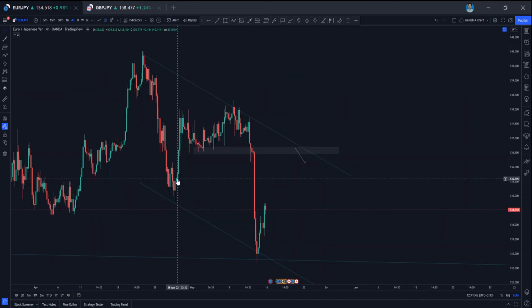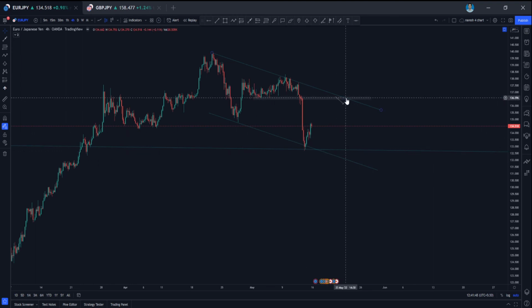Okay. Right now, nothing interesting in USJPY. Wait for the pullback to this trend line, and you can look for shorts from there.